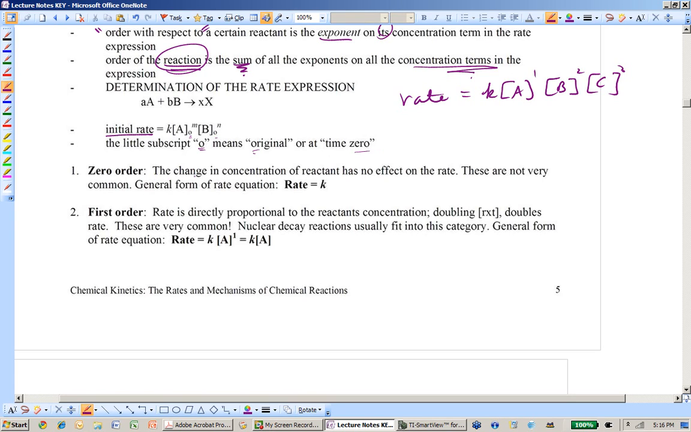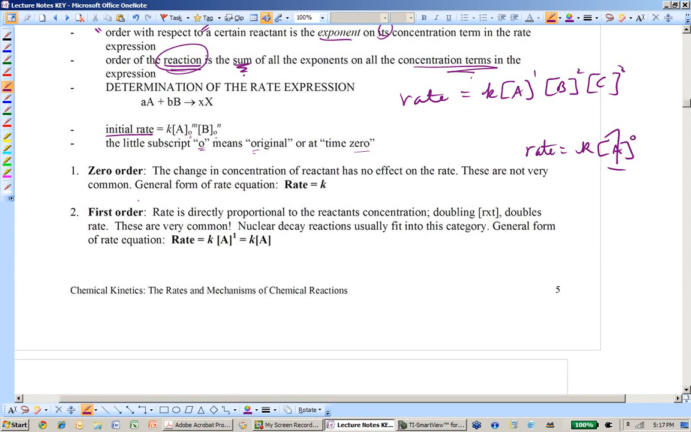Zero order means that the change in the concentration of a reactant has no effect on the rate. Let's think about that mathematically for just a moment. Rate equals K, concentration of A to the 0 power. I recall Mr. Thomas in 9th grade teaching me that any quantity raised to the 0 power was a big fat 1. So indeed, I'm just multiplying by 1. That's not having any change on the rate at all, is it? Rate equals rate in that case, or in this case, rate equals K. So these are not very common, as you might imagine, that you can double and triple and quadruple concentrations of reactants and not have much happen.